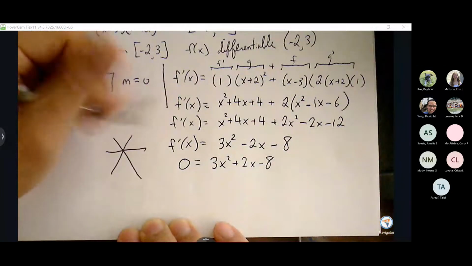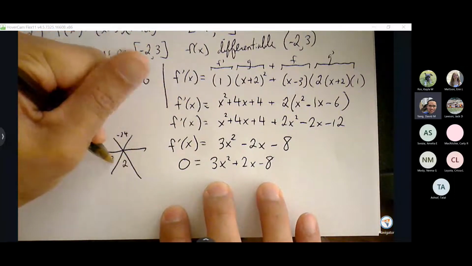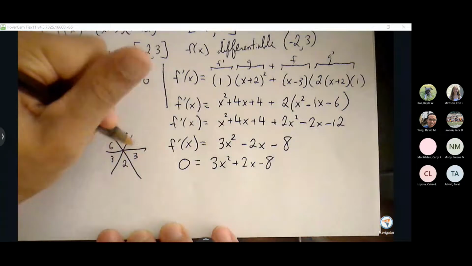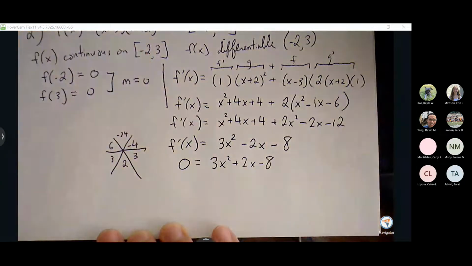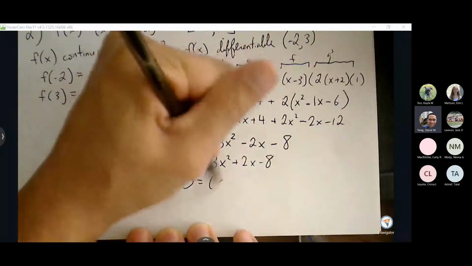Factor, both multiply to be negative 24, add to be 2. Six and 4, reduce the parts that you can.